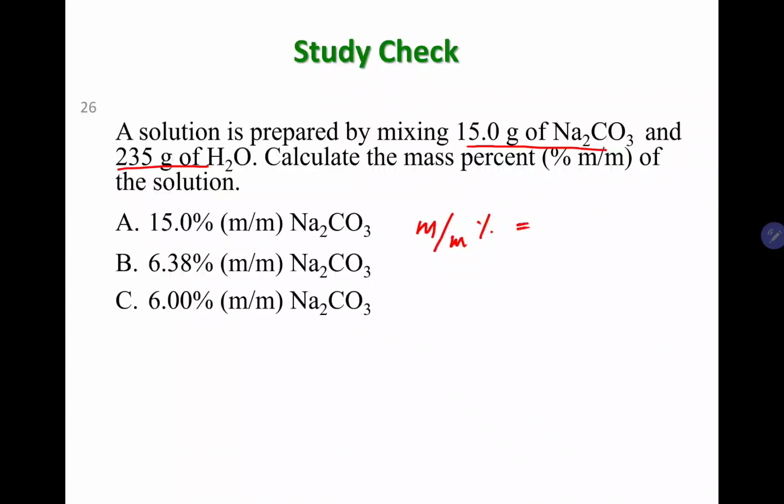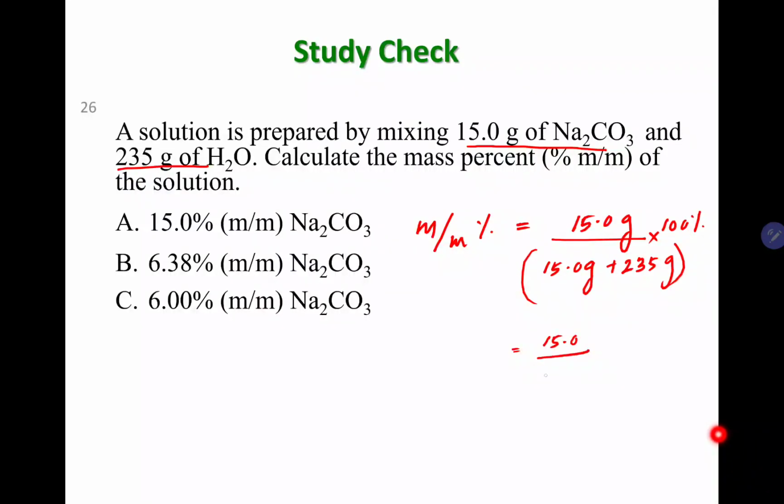To do that, you need the amount of solute, which is 15.0 grams. And then you need the amount of solution, which is 15.0 grams plus 235 grams, and of course multiply the whole thing by 100%. So that is 15.0 divided by 250. Grams to grams will cancel out, multiply by 100, and you will get the answer.